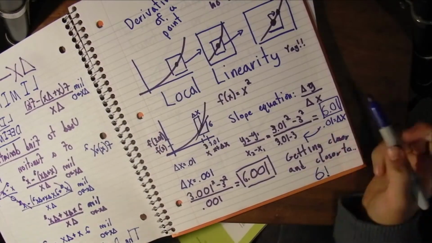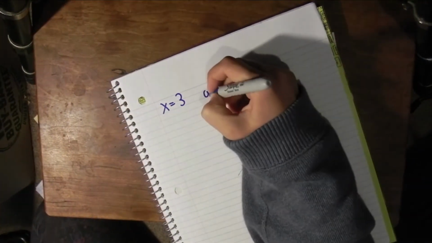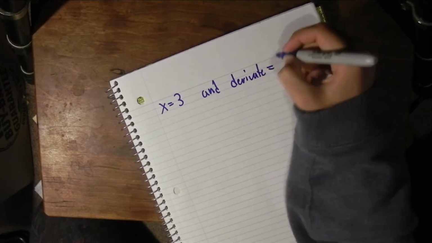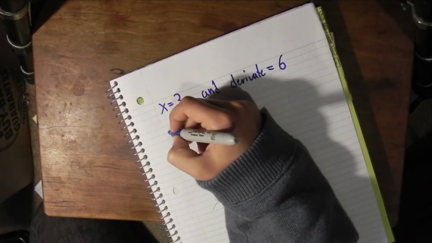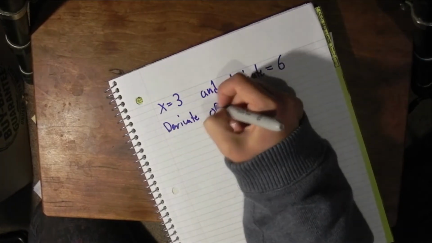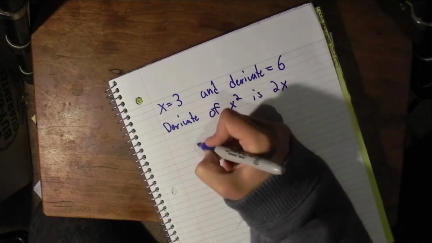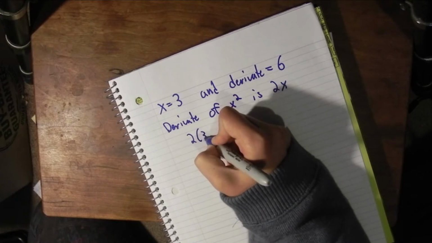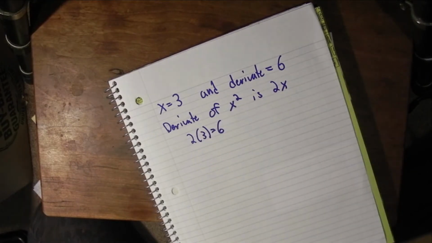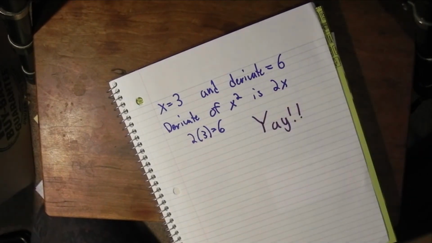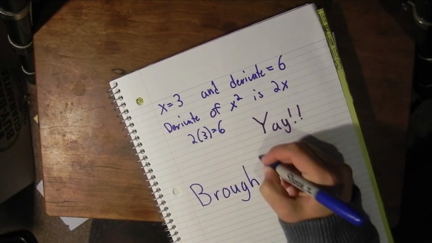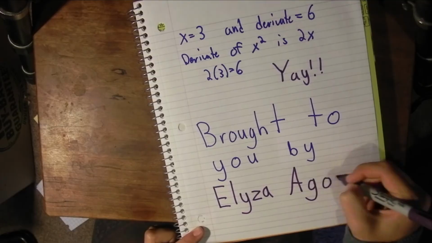Now, all the way back here, we said that the derivative of this function where x equals 3 is 6. So let's test that and see if it's still true. We calculated that the derivative of x squared is 2x. Now all we have to do is plug in 3. 2 times 3 is 6, which is what we got when we were estimating. Yay, it worked! As you can tell, derivatives are really fun. Thanks for watching!